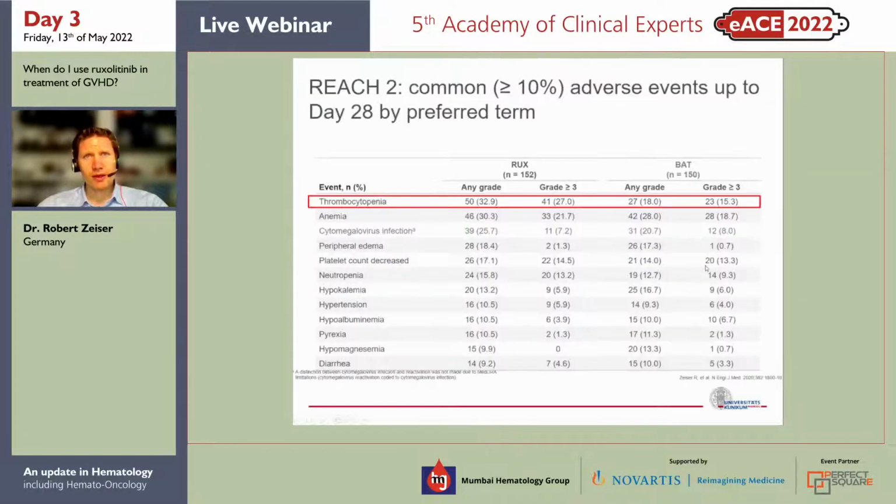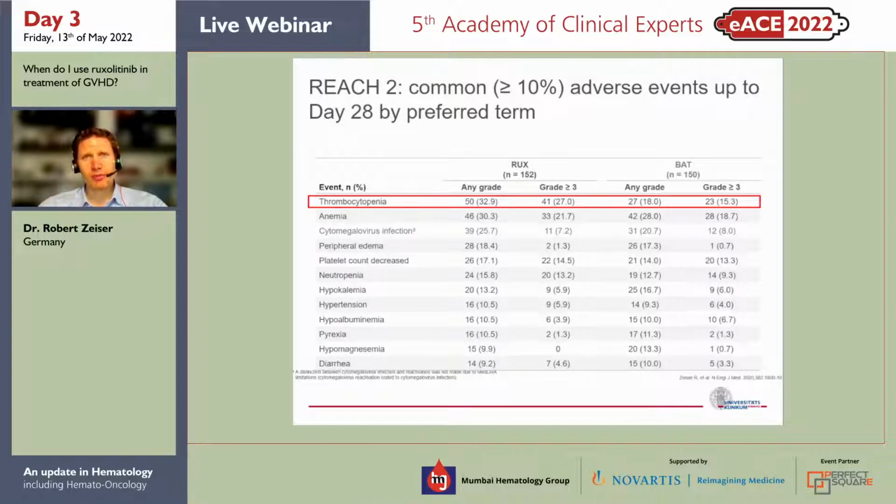Of course, every effect has also side effects, and in patients that were treated in the rux arm, there was an increased risk of thrombocytopenia. So any grade of thrombocytopenia percentage was 32%, in contrast to 27%. This difference is not so big. And the high rate of grade 3 thrombocytopenia was 27 versus 50%. That was highly significant. So thrombocytopenia is a concern.